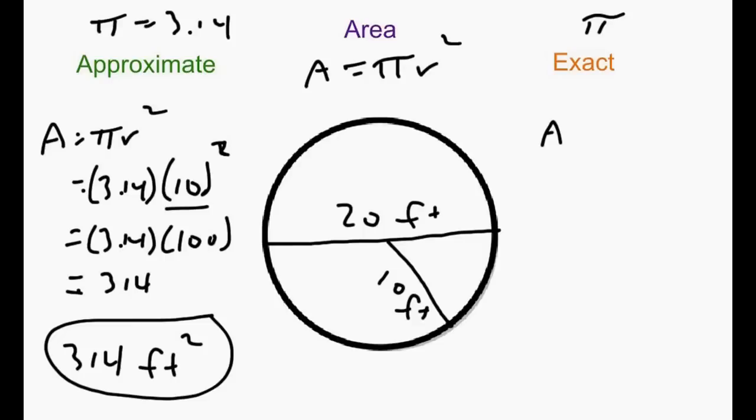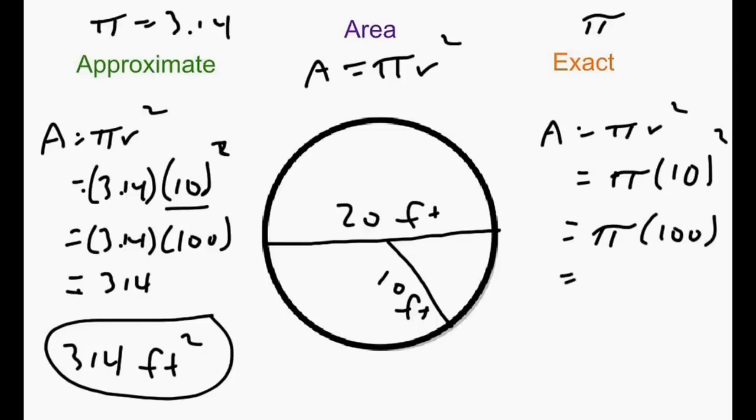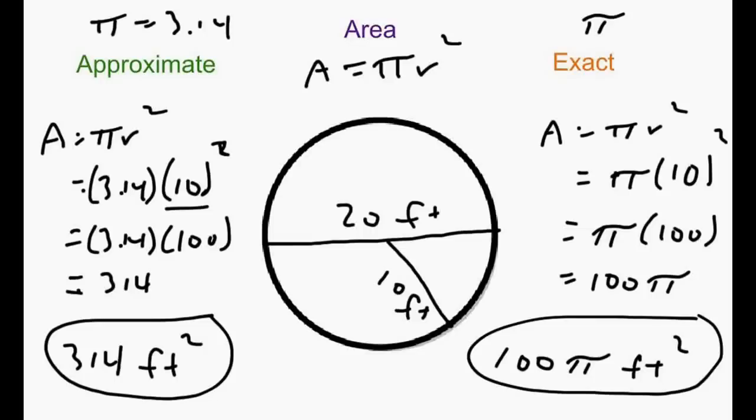Right over here, same formula. Area equals pi r squared. Pi we're going to leave as the pi symbol because we're doing exact. The radius we found out was 10, and we square that. 10 squared is 100. Number comes before the pi symbol. And then when we write our final answer, 100 pi feet squared. Always unit squared. So approximate, we use 3.14. Exact, we keep the pi symbol as is.